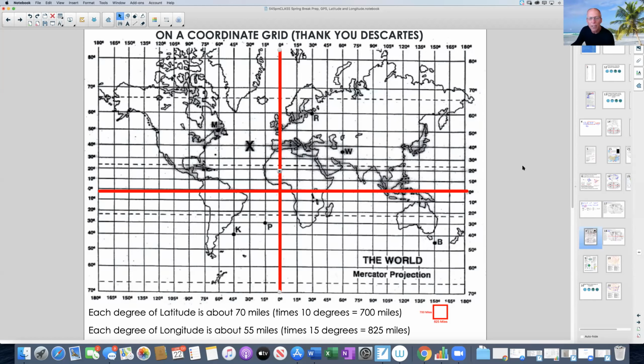Now, could I ask you guys right now to please give me the coordinates of letter K? I want you to give me the coordinates of letter K on this map, and I want you to send it to me in a chat. And I want to give you a few parameters. You have to give me the latitude first, that is north or south. You then have to give me longitude, and you have to say east or west. So you give me the degree amount, north or south, that's latitude. You give me the degree amount, east or west, that's longitude. So everybody send me a chat. I'm waiting for chats here.